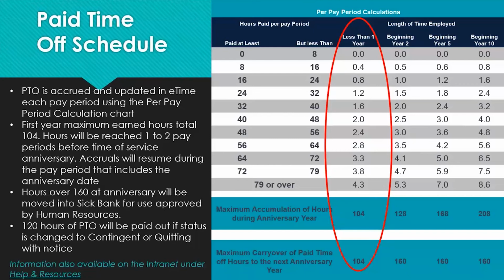And then if you ever terminate your employment at Special Tree, you give notice and actually work the notice that you gave, or if you drop down from a full or part-time position to contingent, you will get paid out for up to 120 hours of PTO time. This information is available underneath Help and Resources.